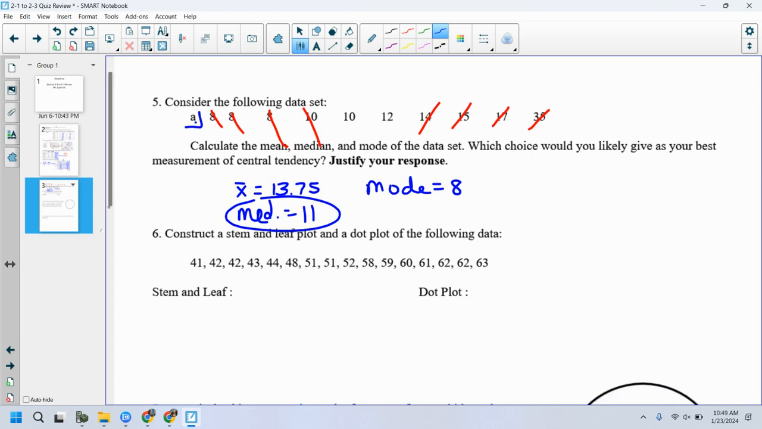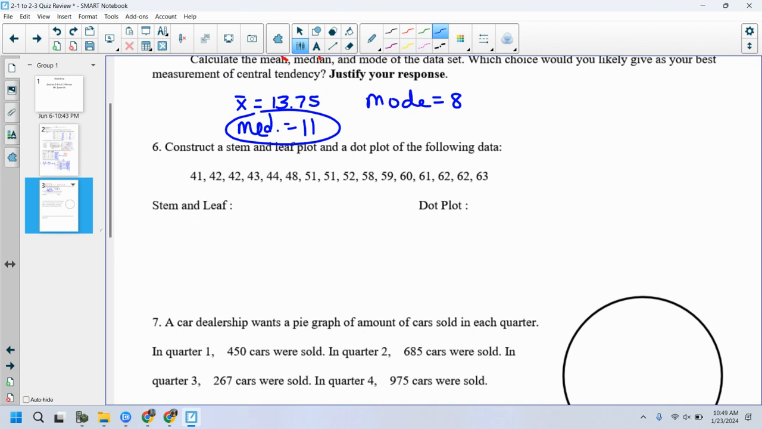All right, stem and leaf plot and a dot plot. Okay, so look at my stems here. Looks like we got a 4, a 5, and a 6. So I'm going to say a 4, a 5, and a 6 here. Don't forget to put a key. Remember we talked about that. Let's just use the first one. 4 | 1 is going to equal 41.